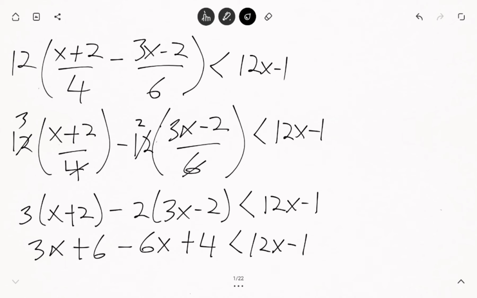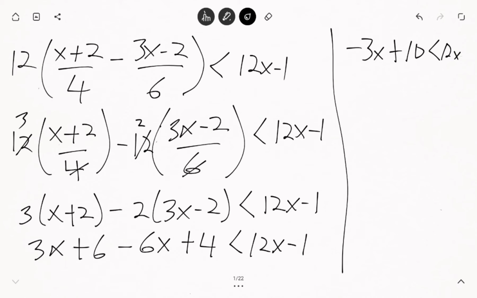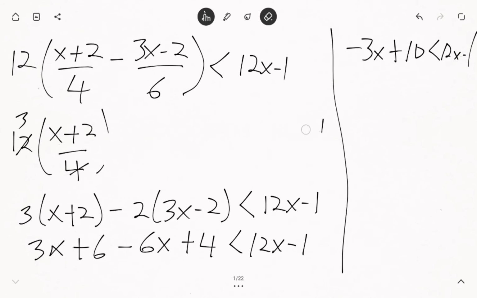I can see 3x, I can see negative 6x. So if I sum the two, I'm going to get negative 3x. I can see 6, I can see 4. So 6 plus 4 will give me 10, plus 10 is less than 12x minus 1. Okay, so let me get more space so that we actually see what we are doing more.